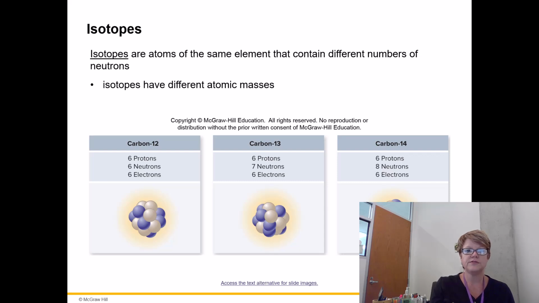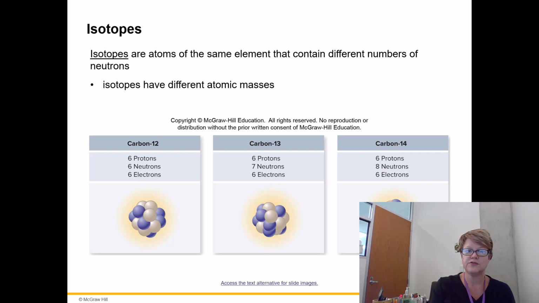So isotopes are atoms of the same element, which means they would have to have the same number of protons, but they contain different numbers of neutrons. And so what that does is it creates atoms of the same element, but that have different mass, different atomic masses. So the example they've given here is carbon.